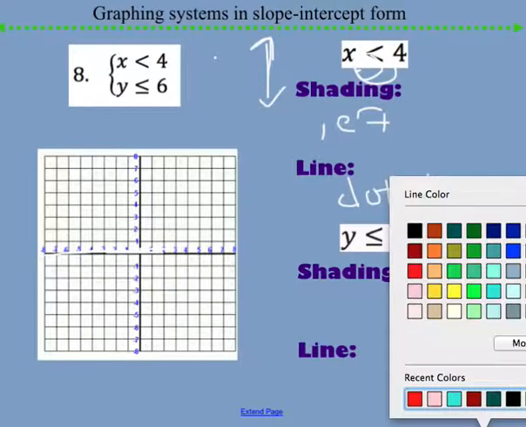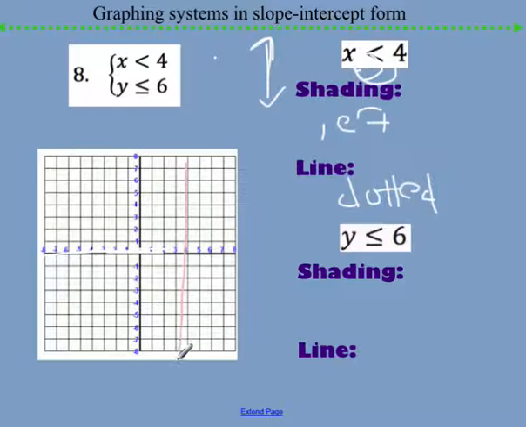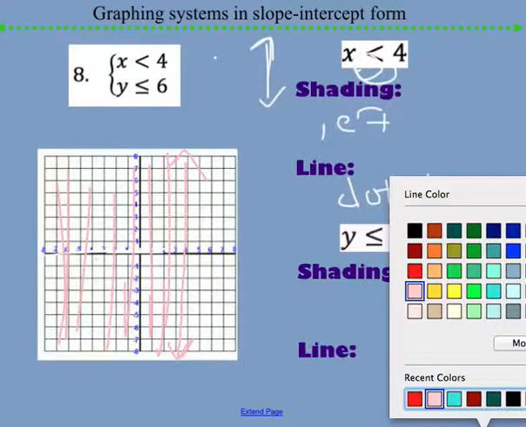So let's go ahead and graph that line. So we're crossing the x-axis, and we're going to have a vertical line at x is equal to 4. And then we're going to shade to the left of that line. Let's take a look at y is less than or equal to 6.